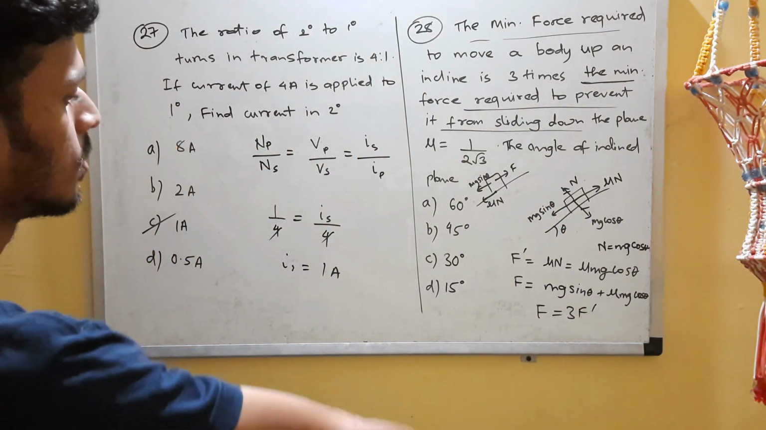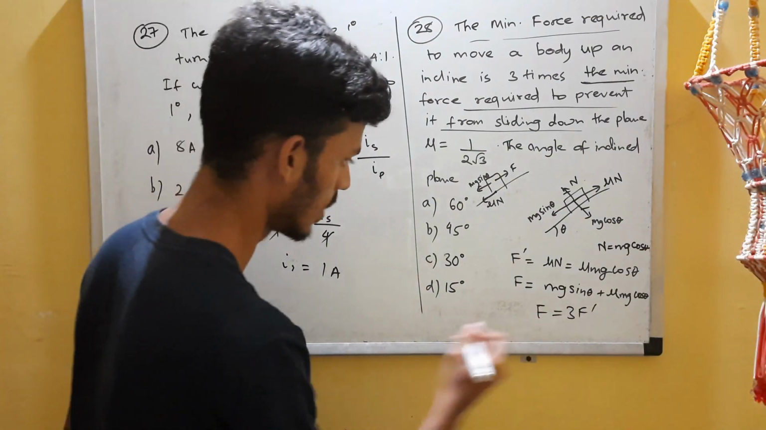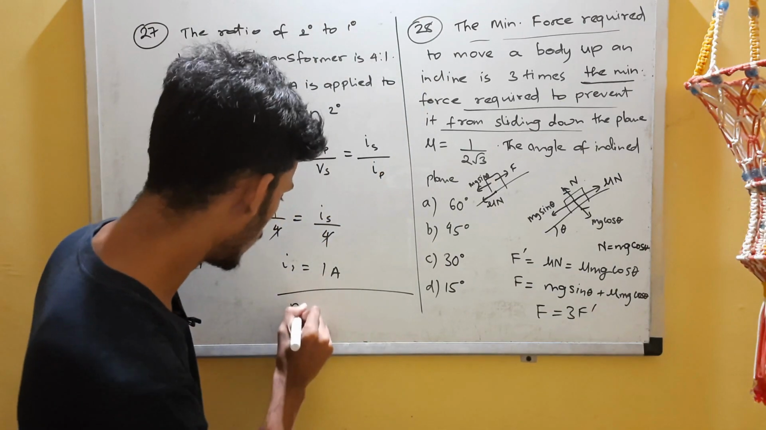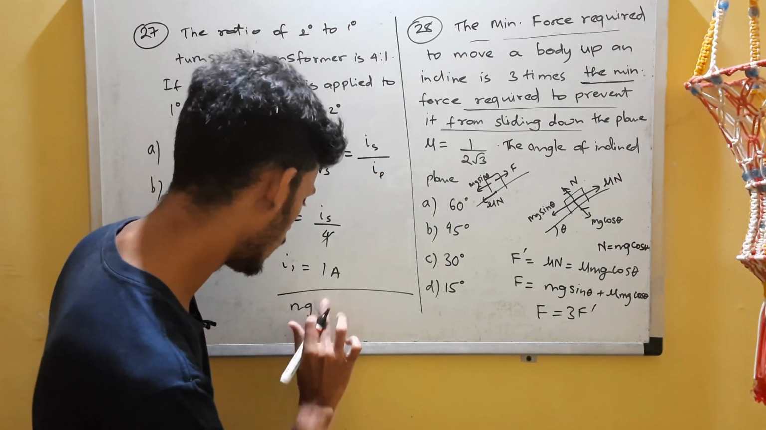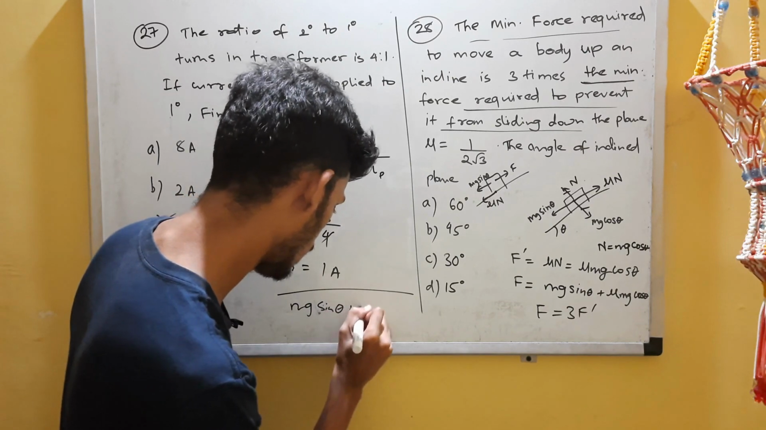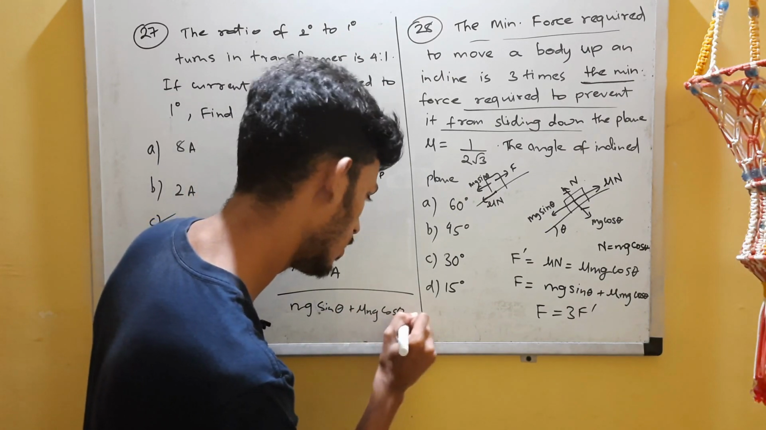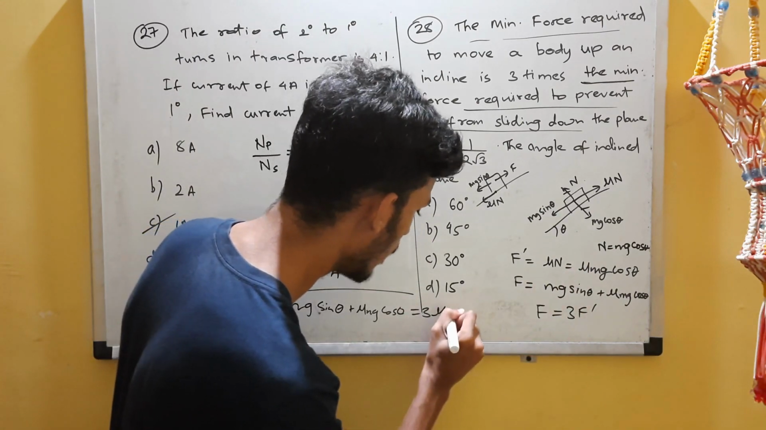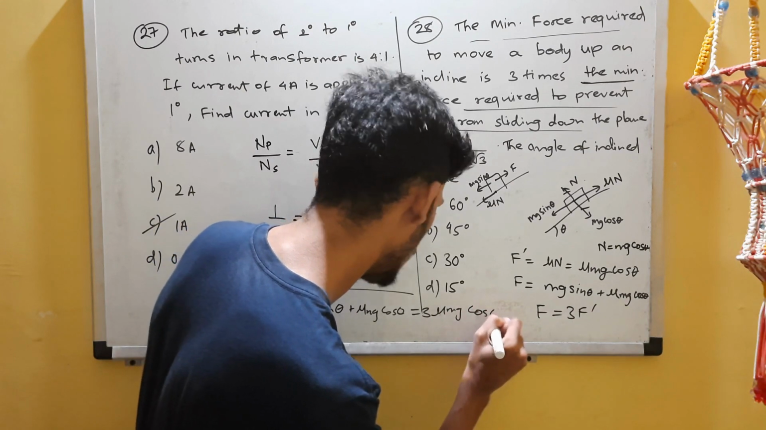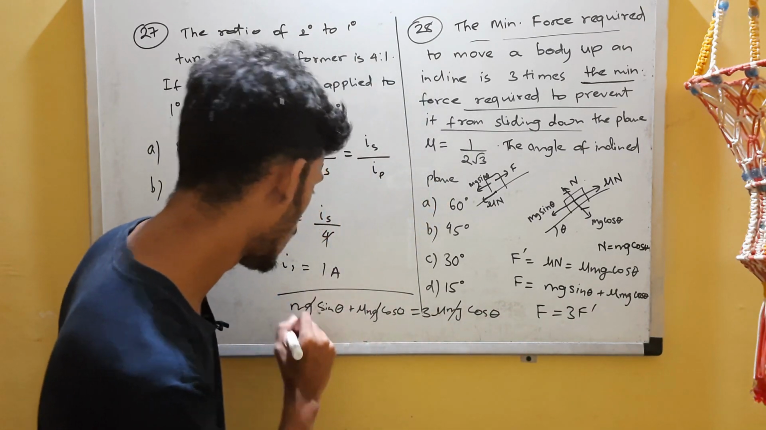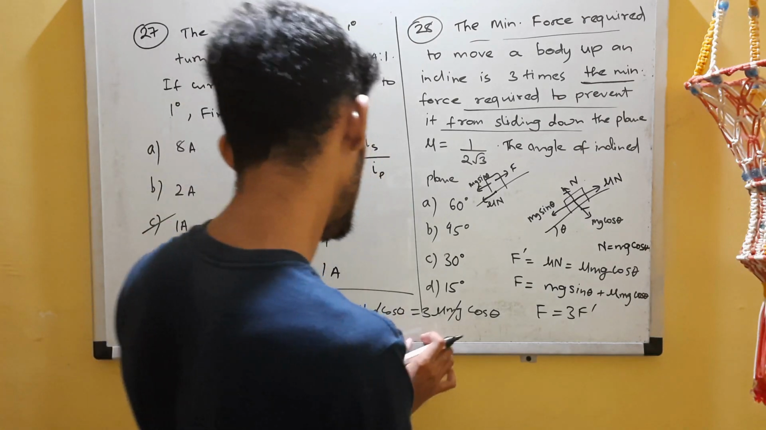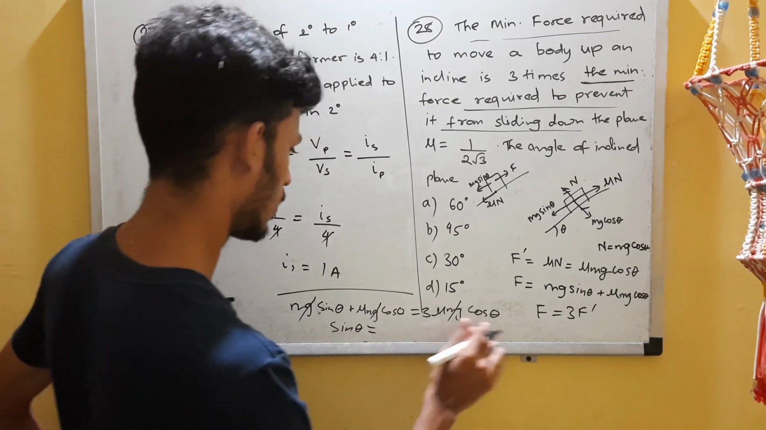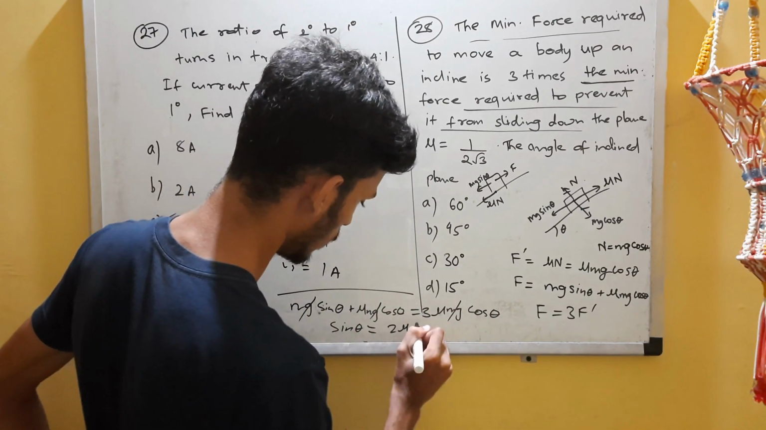So we just have to solve this equation now and we'll have our answer. What is F now? F is mg sin theta plus mu mg cos theta, and that will be 3 times the force that is preventing, which is mu mg cos theta. First of all, we can cancel mg throughout. Then we'll have sin theta equals 3 mu cos theta minus mu cos theta, so that is 3 minus 1, that is 2 mu cos theta.